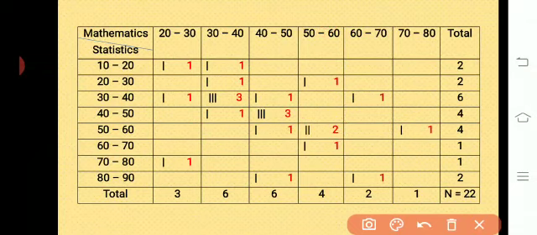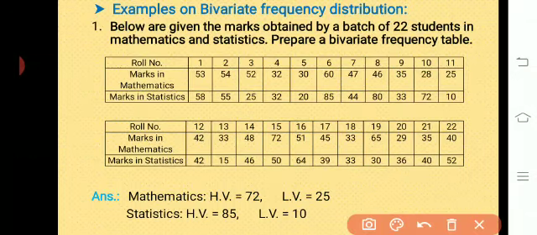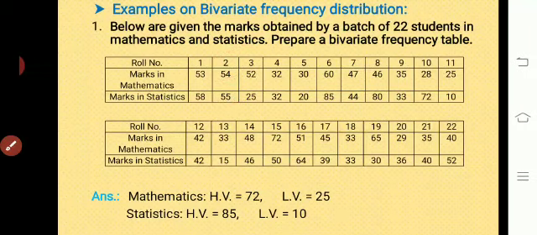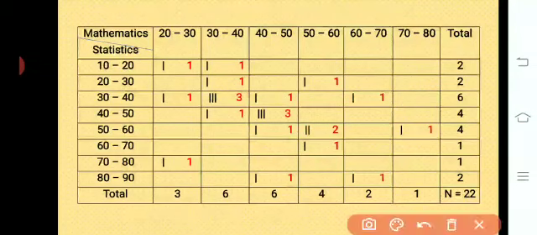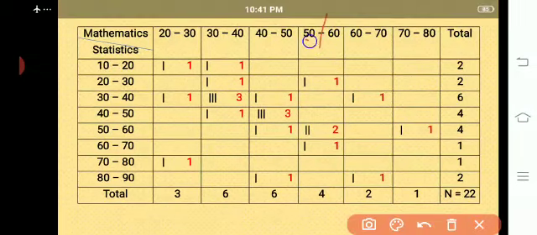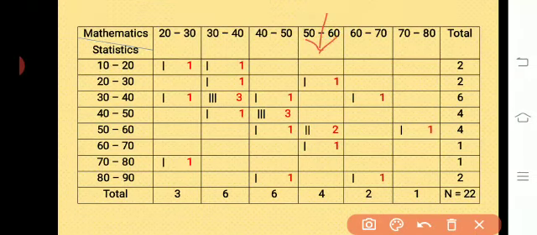Similarly, we have to continue for the next set of observations. Here you can observe roll number 2. Marks in mathematics are 54 and marks in statistics are 55. Mathematics 54 will come in this class interval, and statistics 55 will come in this class interval. So the intersection of these two is here. So here we have to give one more tally mark for roll number 2.